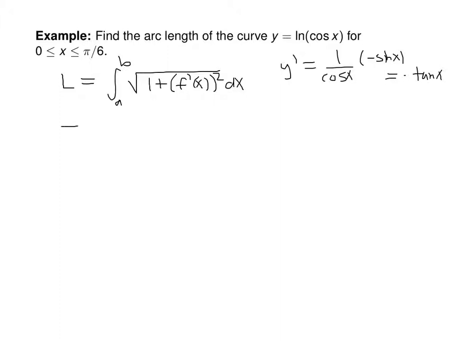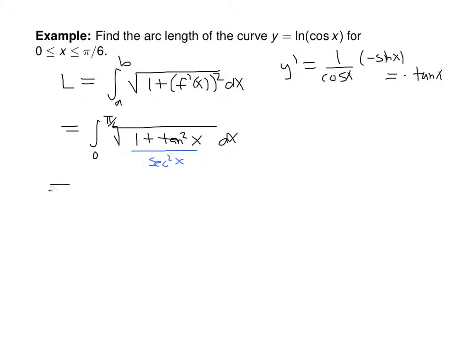So the length of this curve is given as an integral from 0 to pi/6, the root of 1 plus tangent squared x dx. And if you remember your Pythagorean identities, 1 plus tangent squared x, that is secant squared x.